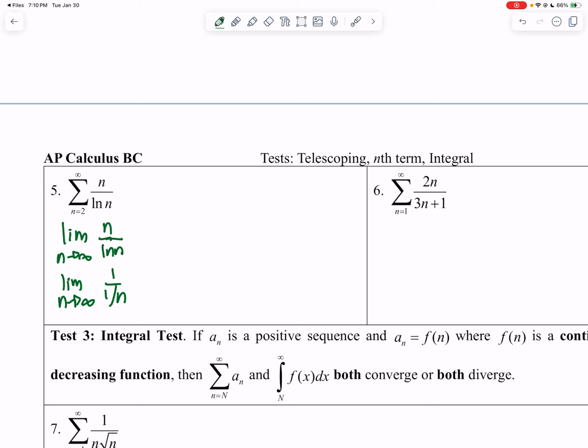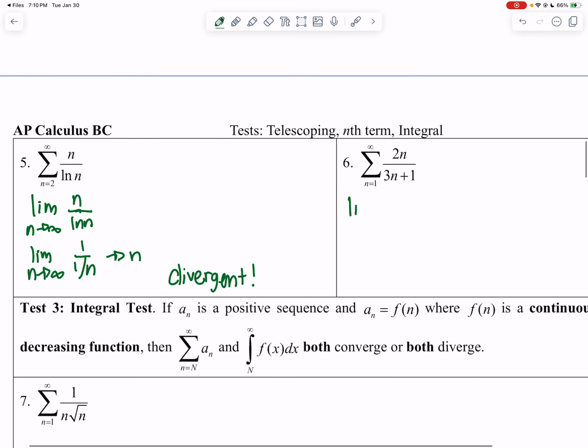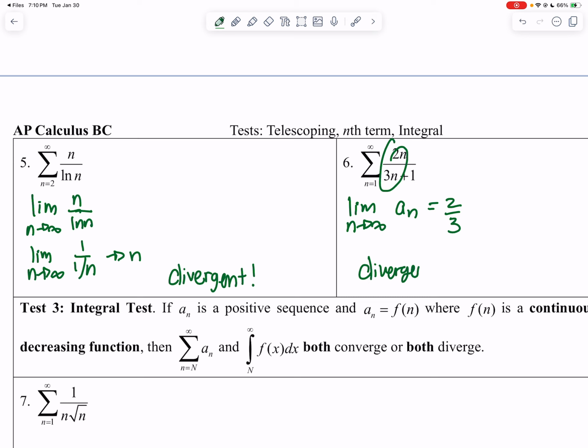And that's going to give us 1, and then 1 over n, which is also the same thing as n. And if I were to plug that in and put it into infinity, well, that's going to be infinity. And it's not 0, which means that this is also going to be divergent. Likewise, for number 6, you're going to get 2/3. So this is going to be divergent because it's not equal to 0.